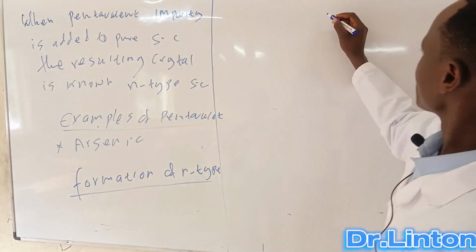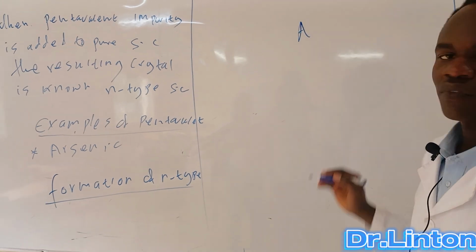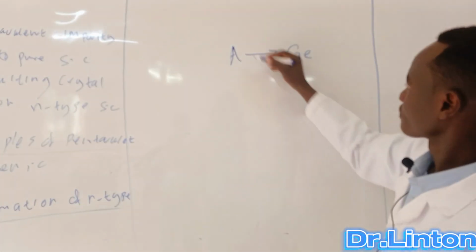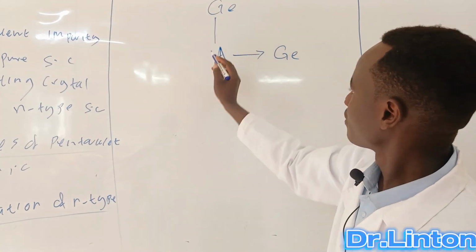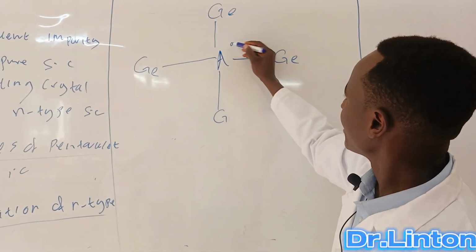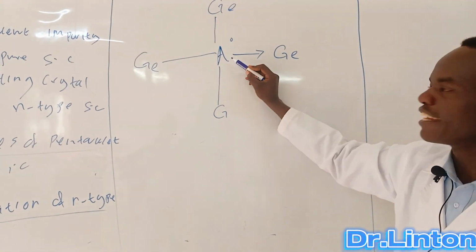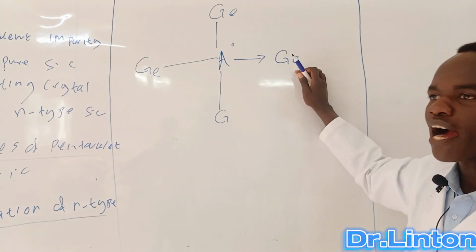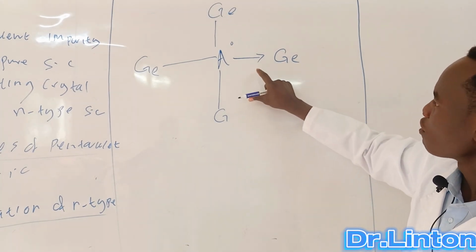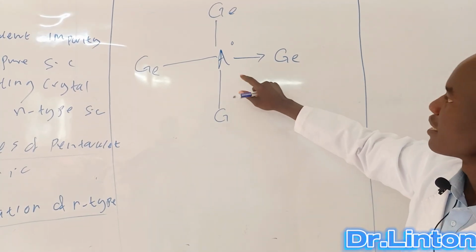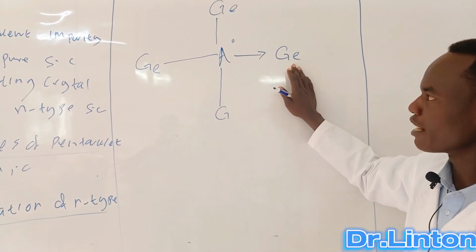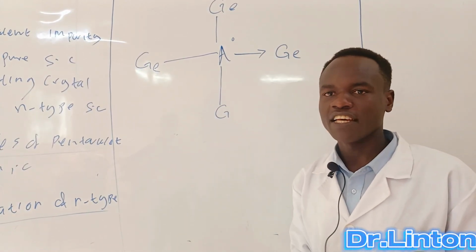Now, when we consider arsenic bonding with germanium crystal, the arsenic has 5 valence electrons. Germanium has 4 valence electrons. In the formation of covalent bonds, arsenic uses 4 electrons with the 4 electrons of germanium to form 4 single covalent bonds.